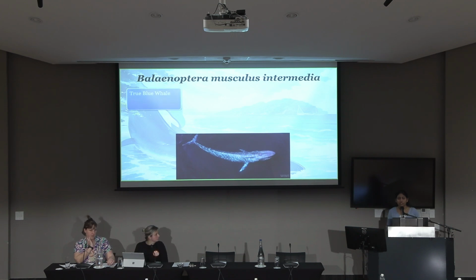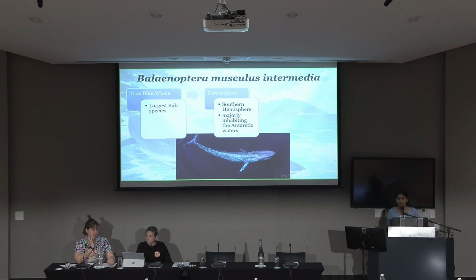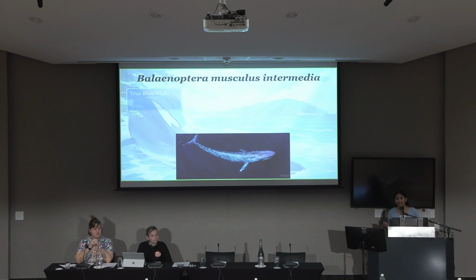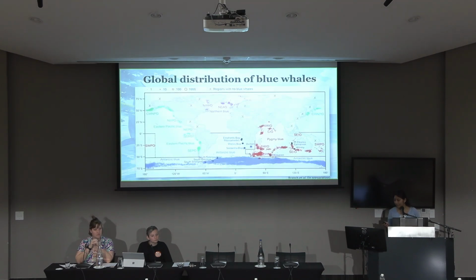So the true blue whales, they are the largest of the blue whale subspecies, and of course the largest animal on the planet. And to talk about the distribution, as we have seen in the previous slides, I have to go back. Here we can see the distributions, they are found south of the Antarctic convergence, especially on the ice shelf edge, during the summer months, and they migrate north towards their mid and low latitudes during the winter months.